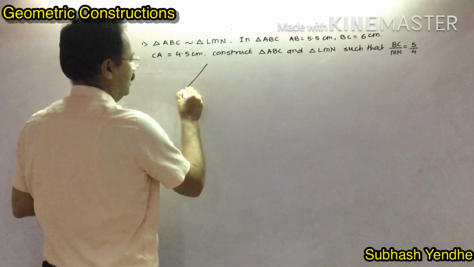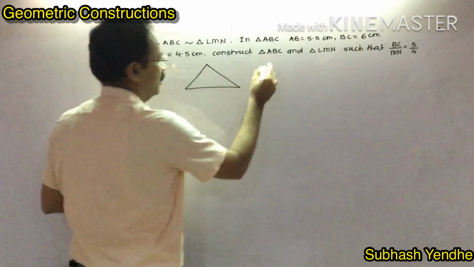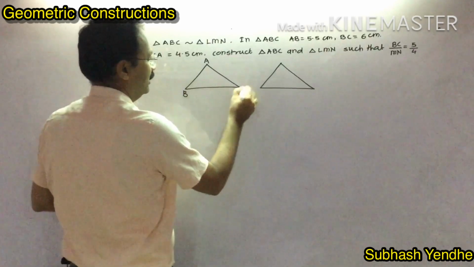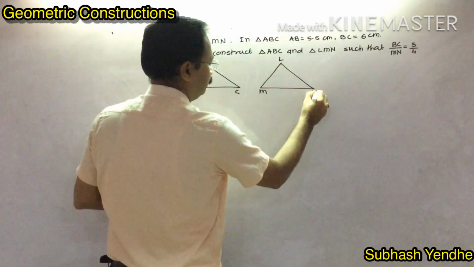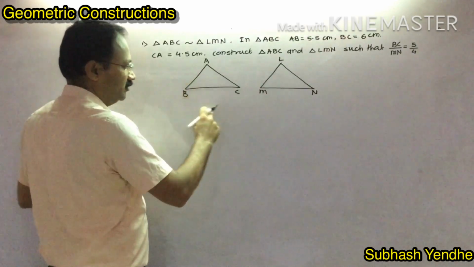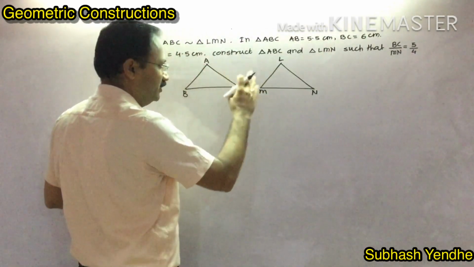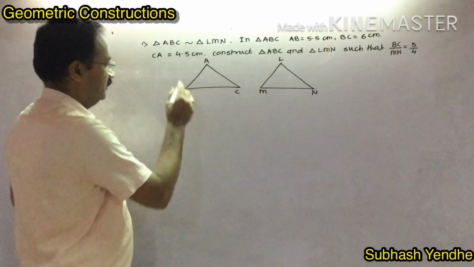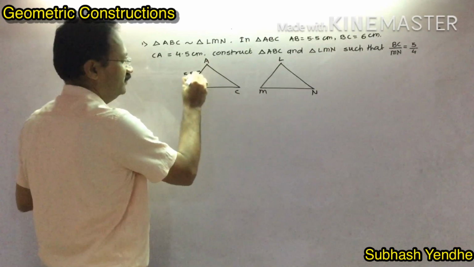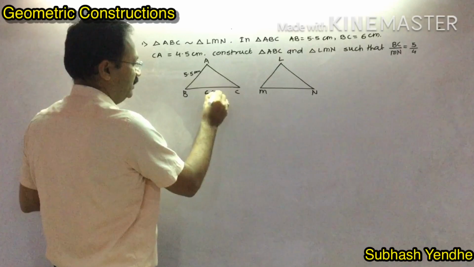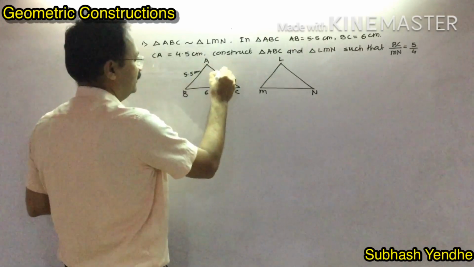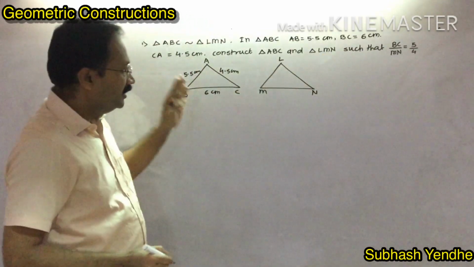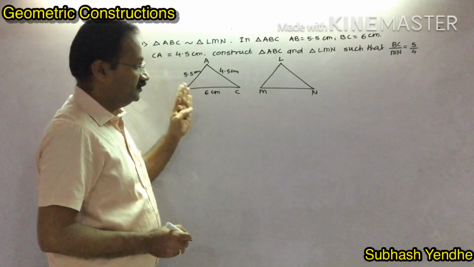So there are two triangles. One is ABC and another one is LMN. Write it correctly. If you write it anti-clockwise, then you have to write it anti-clockwise. If you write it clockwise, you have to write it clockwise. Now, which segments are given? AB is given 5.5, so I am going to write it here 5.5 centimeter. BC is given 6 centimeter, and CA is given 4.5 centimeter, and the ratio is given. This is the first step.